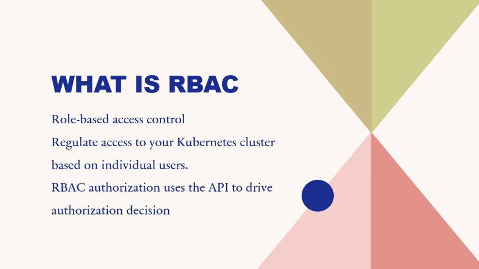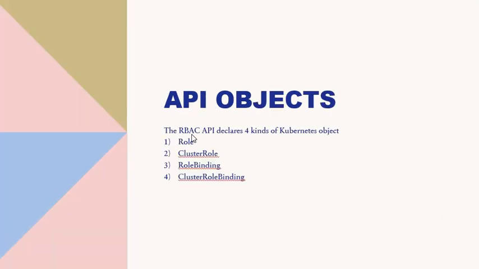Roles are namespaced, meaning roles work within the constraint of a namespace. You can apply the roles to a particular namespace. If you have not mentioned the namespace, it is the default namespace. After creating a role, you assign it to a user or group of users by creating a role binding.